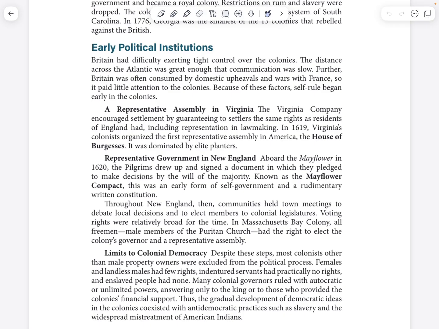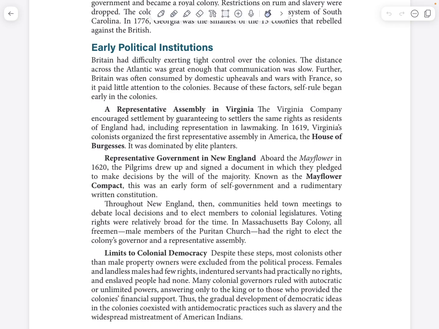Representative government in New England. Aboard the Mayflower in 1620, the Pilgrims drew up and signed a document in which they pledged to make decisions by the will of the majority, known as the Mayflower Compact. This was an early form of self-government and a rudimentary written constitution.